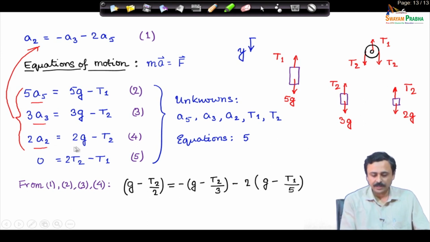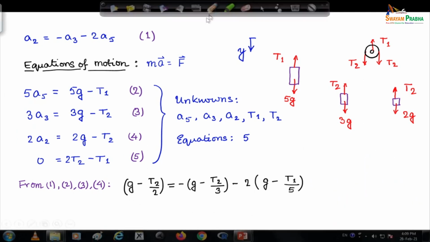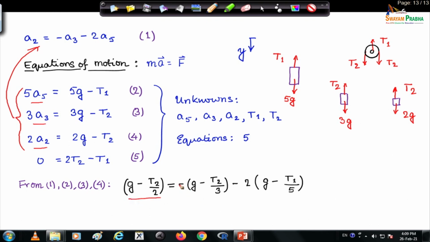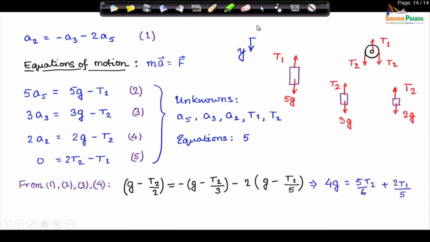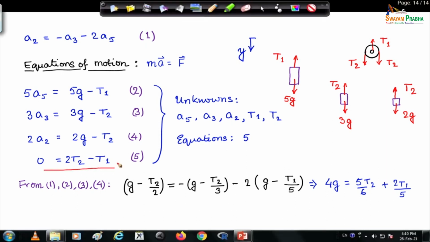A2 is (g minus T2) by 2, minus A3, and A3 is (g minus T2) by 3, minus 2 times A5, which is this. From here, by plain algebra you can get this relation. It is a relation between T1 and T2 and of course g, which is known. We have another relation between T1 and T2, which is given by 5.